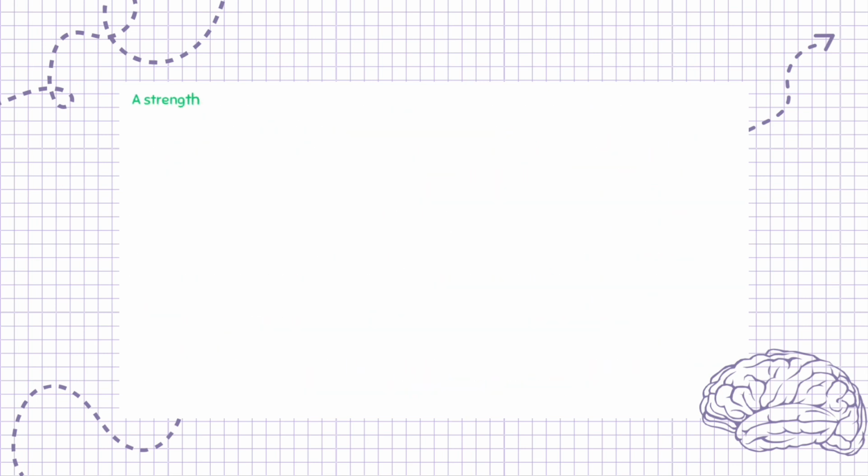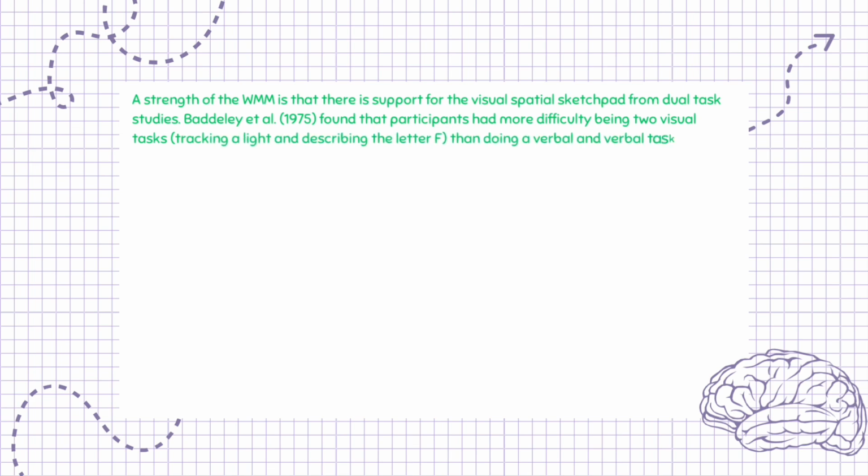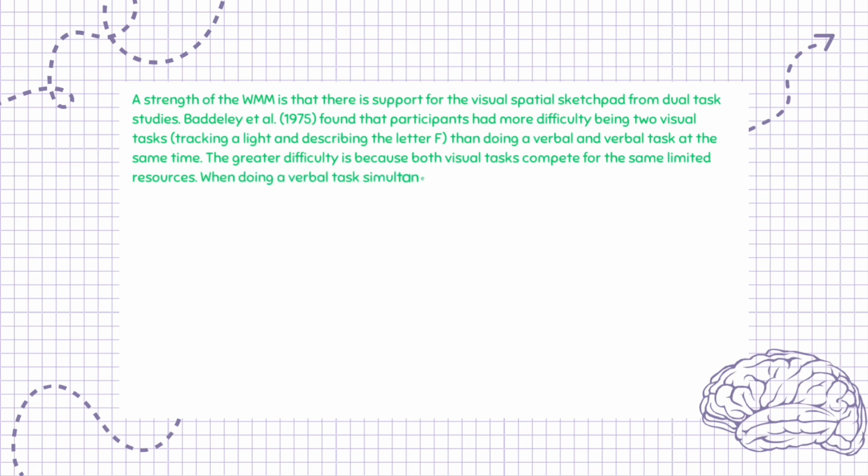A strength of the WMM is that there is support for the visuospatial sketchpad from dual task studies. Baddeley et al., 1975, found that participants had more difficulty doing two visual tasks, tracking a light and describing the letter F, than doing a visual and verbal task at the same time. The greater difficulty is because both visual tasks compete for the same limited resources. When doing a verbal task simultaneously, there is no competition.